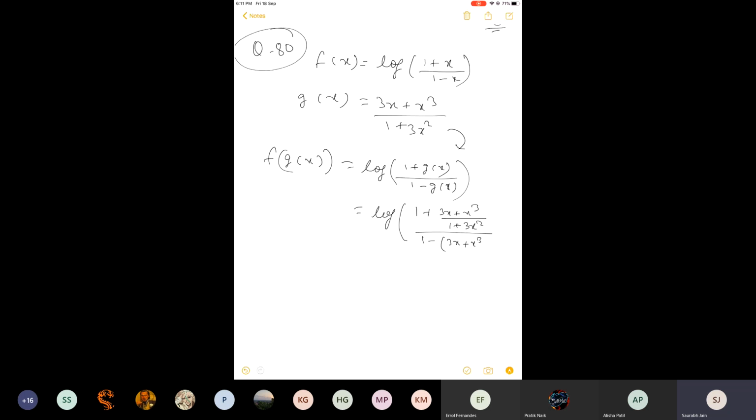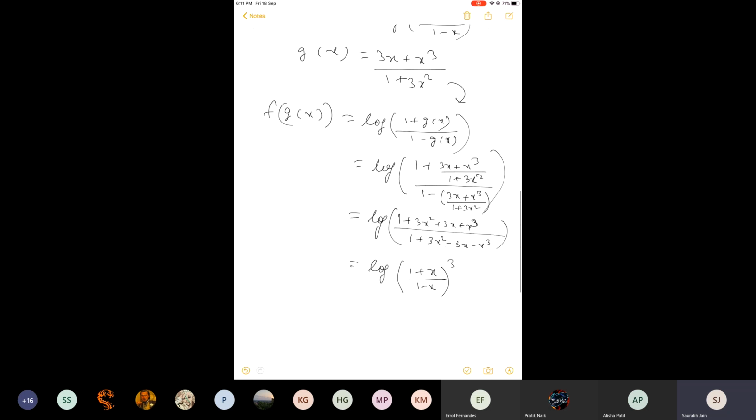Take the LCM. This will be 1 plus 3x square plus 3x plus x cube. In the denominator, we will have 1 plus 3x square minus 3x minus x cube. So as I said, it will become an identity. What is this? This is (1 plus x upon 1 minus x) whole cube. You can check yourself. In the numerator, it is (a plus b) whole cube. In the denominator, it is (a minus b) whole cube.